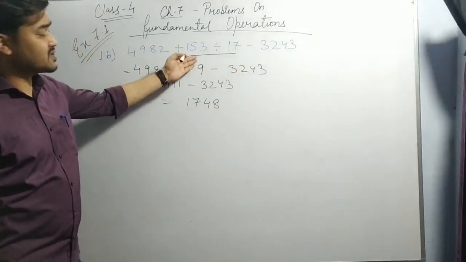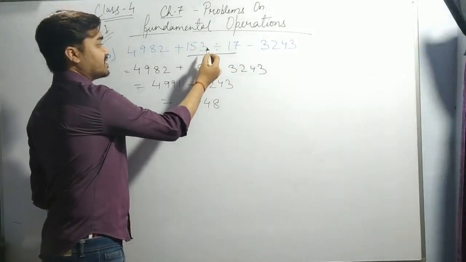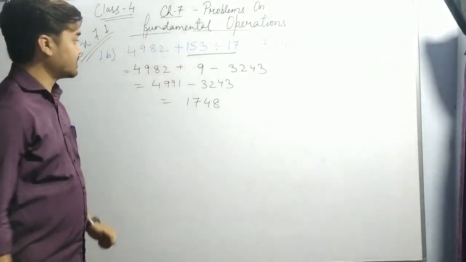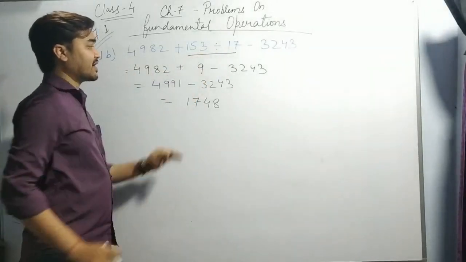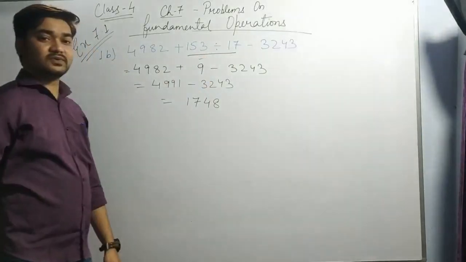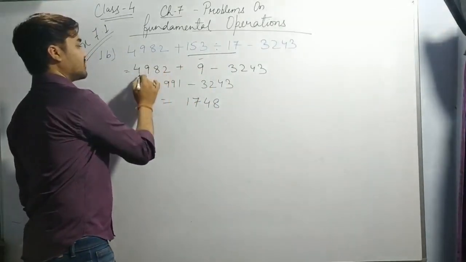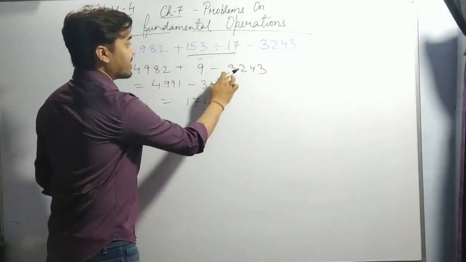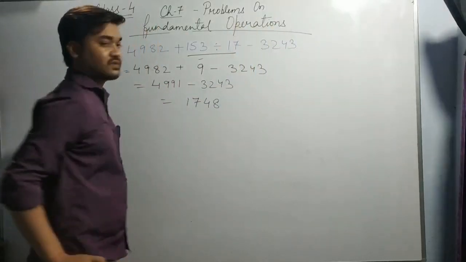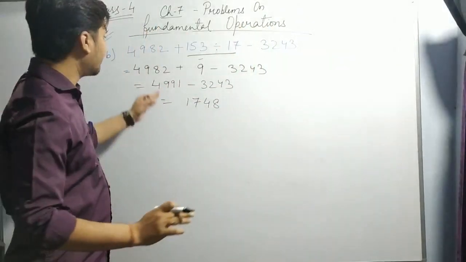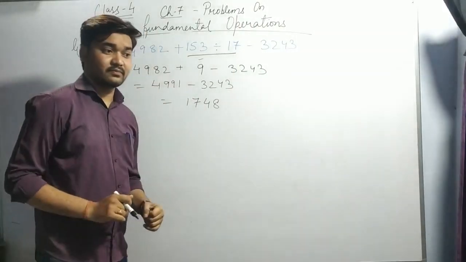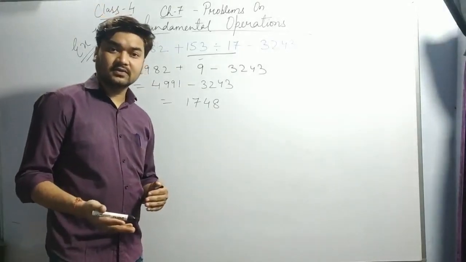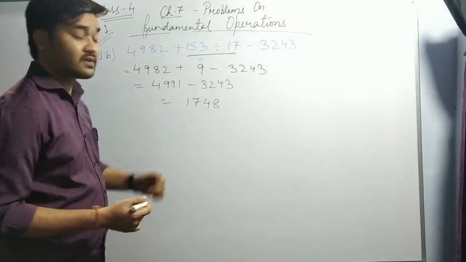As you all can see, I have divided 153 by 17. When I divided 153 by 17, I get 9. This one will be as it is, 4982 plus 9. Why 9? Because I have divided. Then minus 3243. Finished. After that we are adding, because multiplication is not there. If multiplication is not there, the following operation is addition.